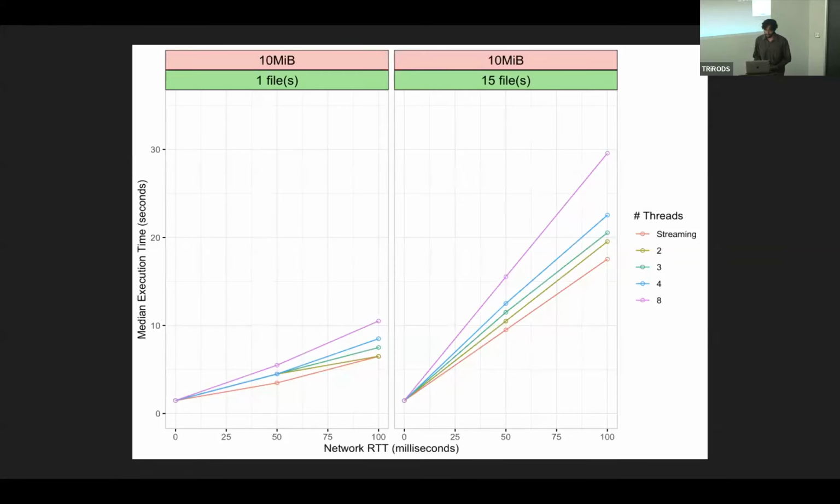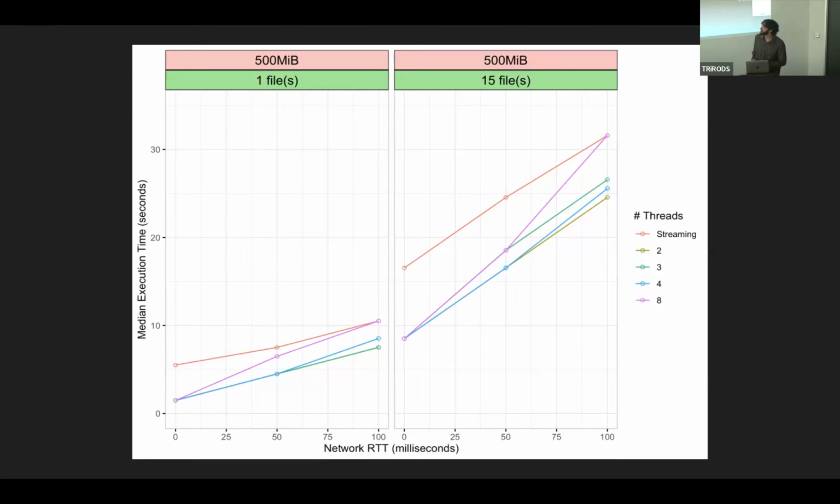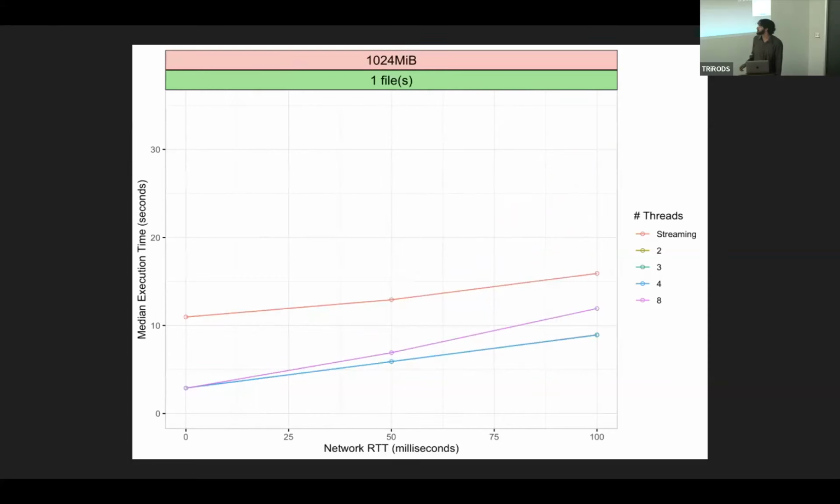So for the smaller files, as I mentioned, the streaming solution outperformed the threaded solutions, probably because of the overhead that came with using more threads. But as we get to the larger files, like 500 megabytes, the threaded solution started to outperform the streaming solution. So in this, the streaming solution is the slowest time, and the 2, 3, and 4 threads all perform significantly better. And as we increase the file sizes, the pattern becomes more obvious.